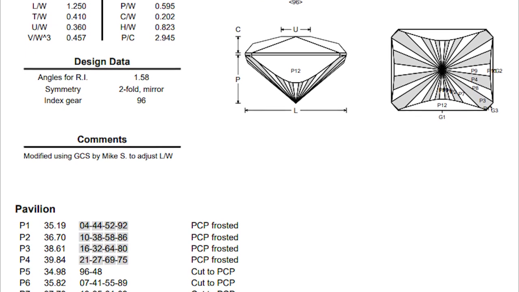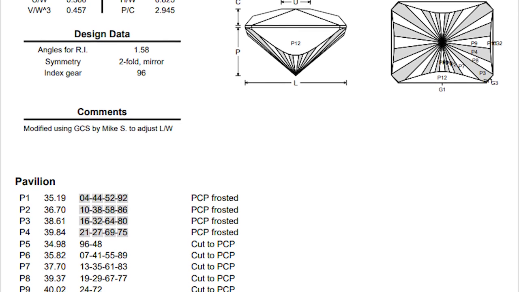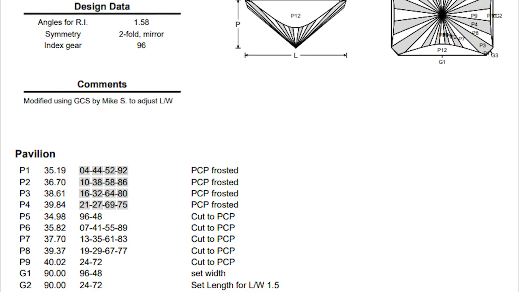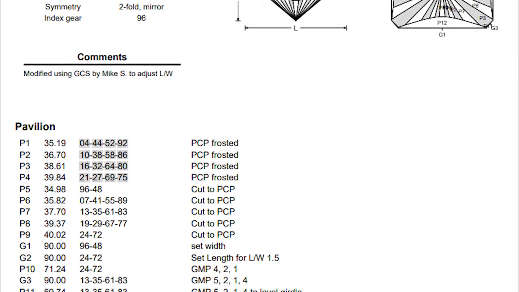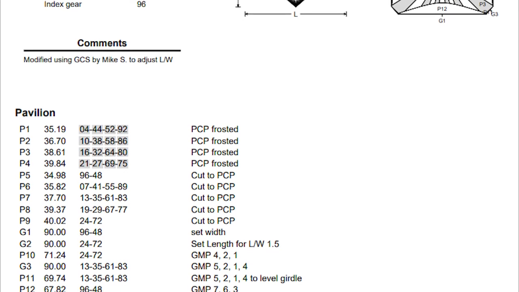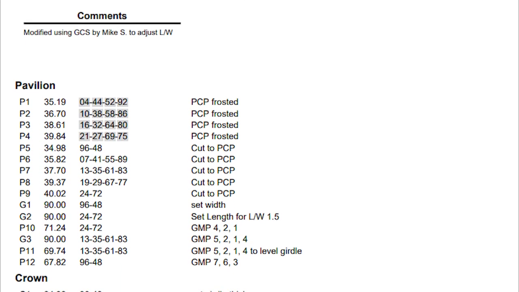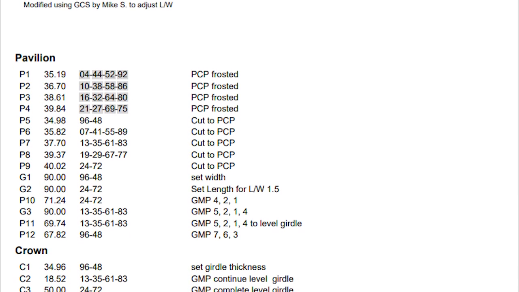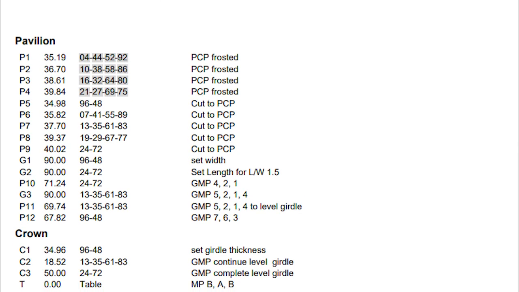So in this GCS tutorial video, I demonstrated how you use GCS to adjust the length to width ratio of a design, and how GCS will automatically adjust the angles and indexes to give you the desired length to width ratio. So please let me know in the comments if you have other ways to change the length to width ratio in GCS, and what you think of my lab created red beryl project.